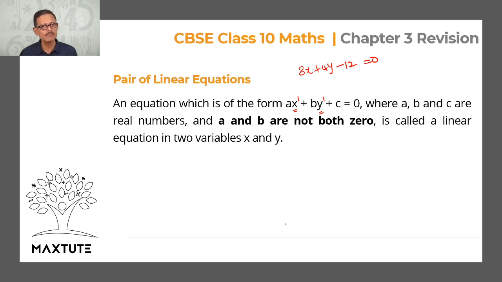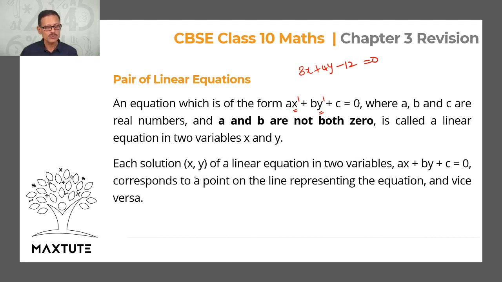Now let's look at what we mean by a solution to such an equation. Here is what it reads. Each solution (x, y) of a linear equation in two variables, something like this, ax plus by plus c equals 0, corresponds to a point on the line representing the equation. So obviously this equation represents a line. So here is a straight line and this is an equation that represents it. What does a solution to this actually mean? The solution to it is a point on this line.